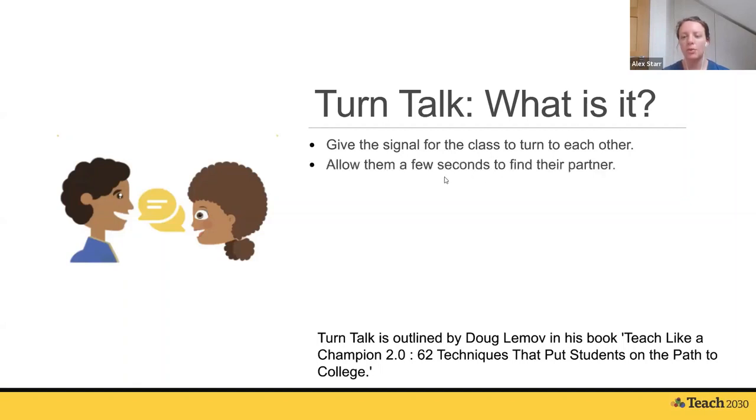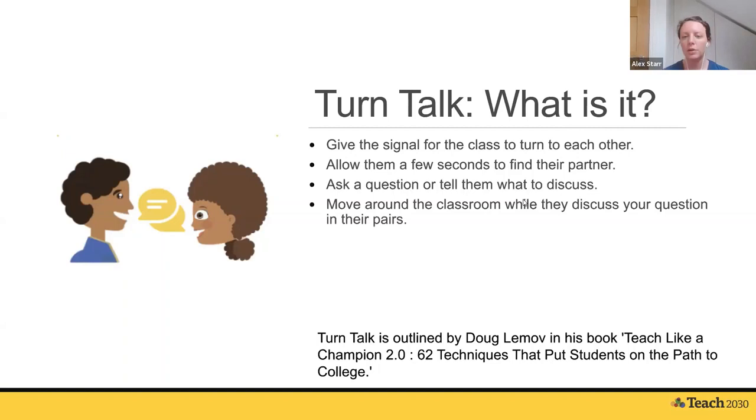Well, you give the signal for the class to turn to each other. You allow them a few seconds to find their partner. You ask a question or tell them what to discuss. Move around the classroom. This is you moving around the classroom. They don't need to move around the classroom whilst they discuss your question in their pairs.